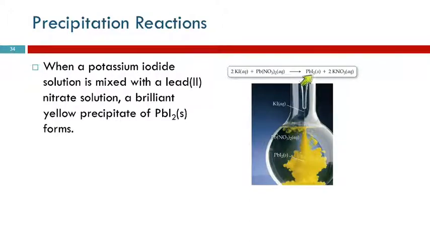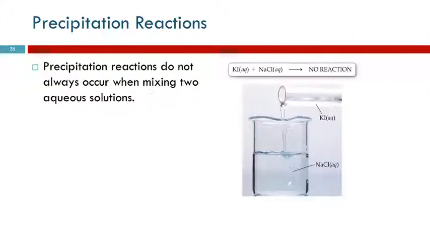The products are lead iodide and potassium nitrate. Well, how do we figure out what the products are and which one is going to be the solid and which one's going to be aqueous?